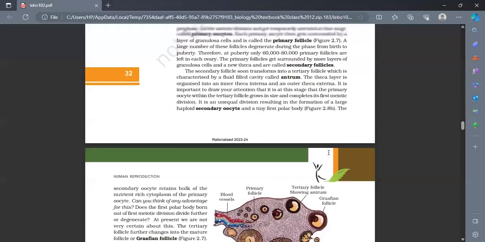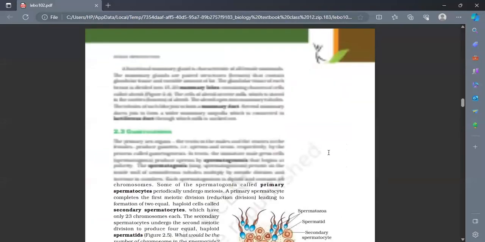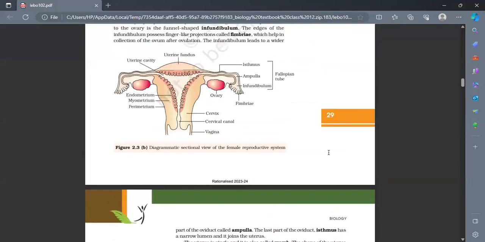So let me come back to the diagram of the female reproductive system. This is the one. Now you can see what I was talking about. When you have the whole structure, what is the fimbriae? This is the part that is the fimbriae. Ye fimbriae ka part hai ye sara.